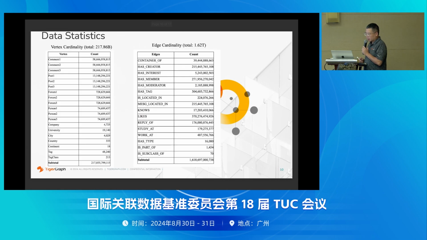So this is the final dataset cardinality. The vertices end up numbering 217 billion, and the edge cardinality reaches 1.6 trillion.